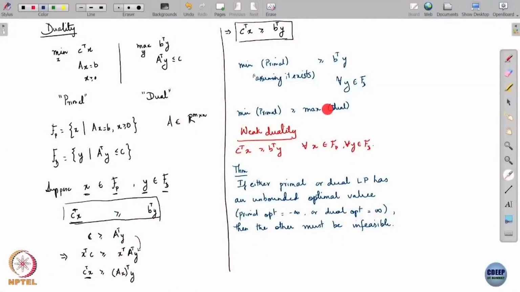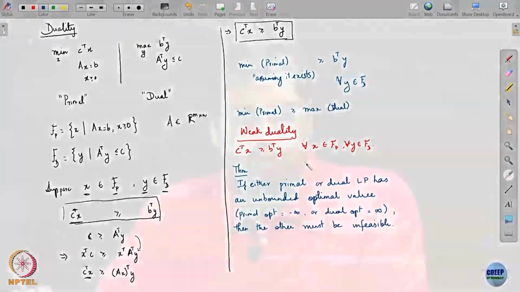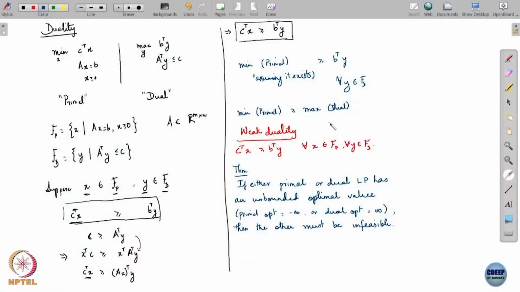Likewise, if the dual is unbounded, so the dual takes value plus infinity, then there cannot be a finite x which satisfies the constraints of the primal, because then you would have plus infinity on the right hand side and something finite that is greater than or equal to plus infinity. That is also impossible. So, in short, if any of them is unbounded, with primal taking value minus infinity or dual taking value plus infinity, then the other must be infeasible.